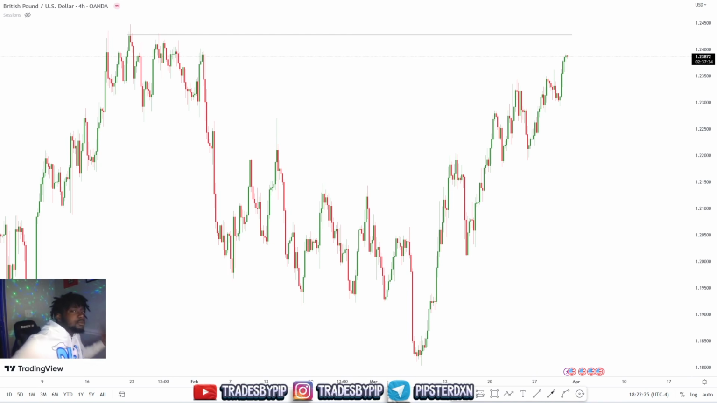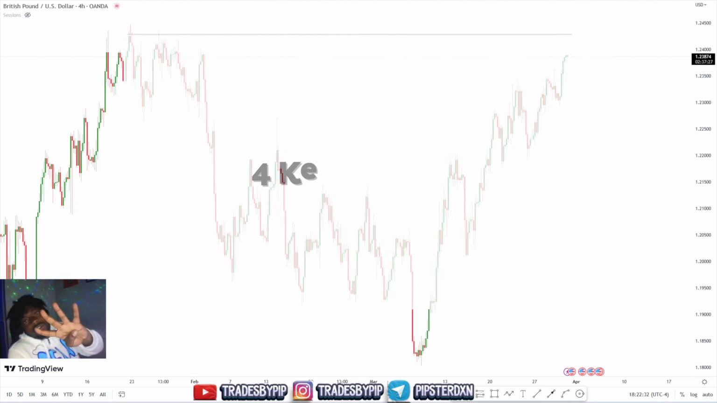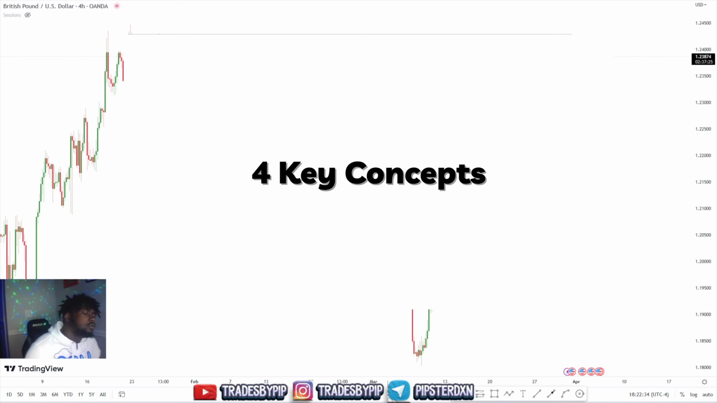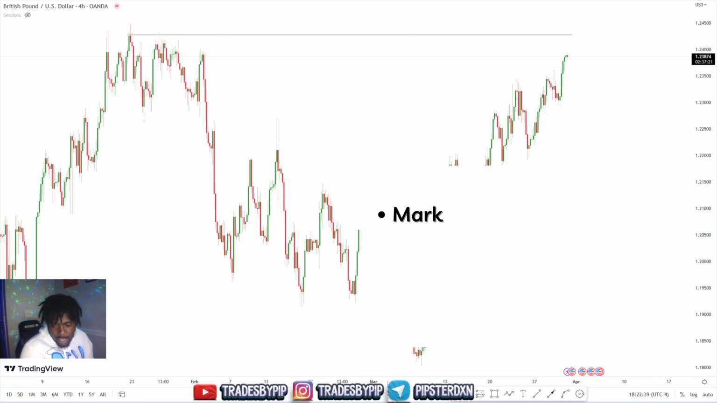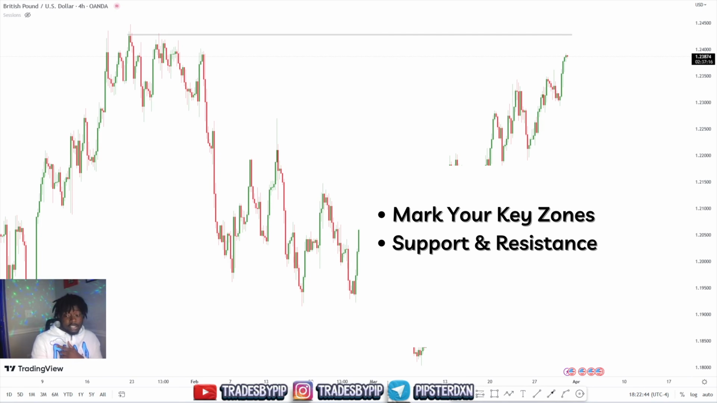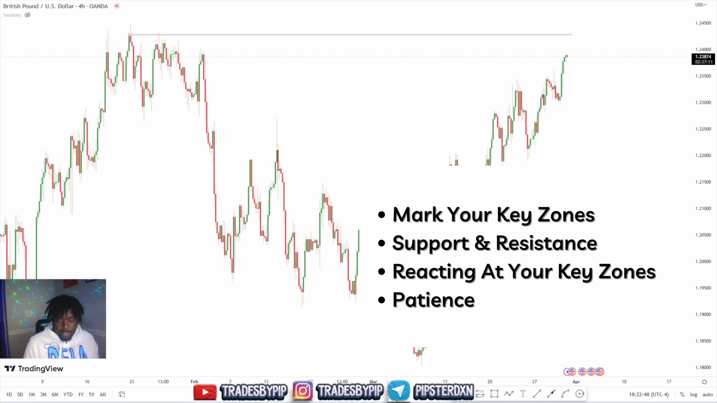And let's get started with how to find entries with price action the Pipster way. So before we start, I personally think there's only 4 things that you need to focus on with entries with price action. Those 4 things are drawing your boxes and marking your key zones. The second one is going to be support and resistance. Your third is what to do at your key zones, and then your fourth is going to be understanding patience and waiting for your confirmations and structures while you're in your trade. So now let's get started with number 1.